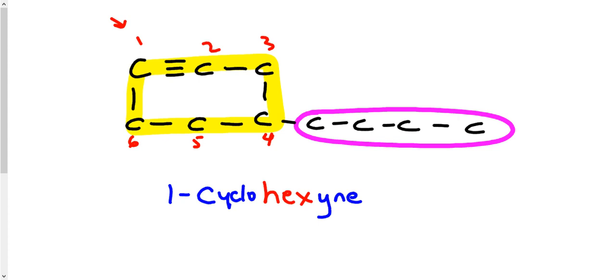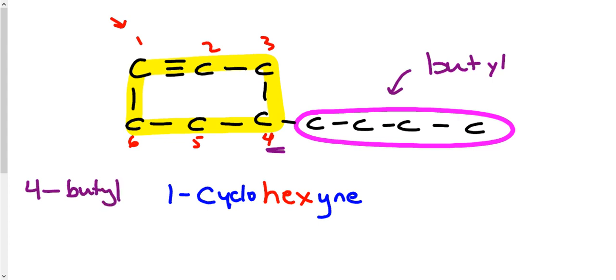How do I name it? Well, this branch has 4 carbons in it. It is but for 4, and -yl, meaning a branch. I can also see that it is attached to number 4. So in front of the name, I will say 4-butyl, being careful that I have a number and a letter side by side, so remembering my dash. This is 4-butyl-1-cyclohexyne.